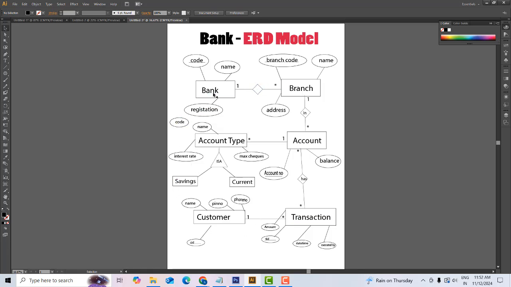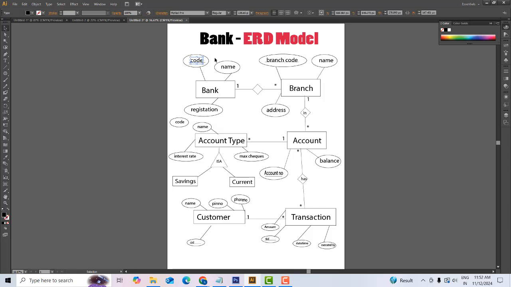I have done it. First we have entities: bank, branch, account type, accounts, customer and transaction. Each and every entity has attributes. These are the attributes. If you look at the bank, bank has a code. If you put a line under the code, it is called a primary key.